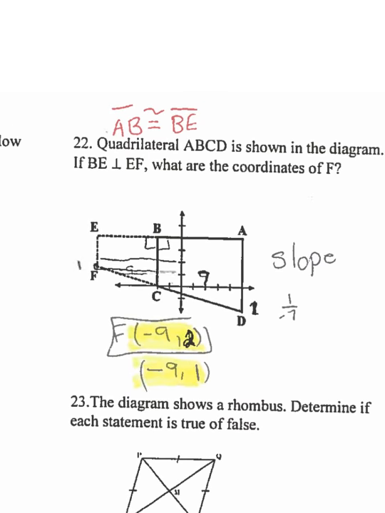All right, number 22. We realized later in the day that for this example of the problem, because there is going to be a problem like this on the test, A, there is a piece of information we should include to be more specific, and B, the picture itself is just not drawn very well to scale. Quadrilateral ABCD is shown in the diagram. If BE is parallel to EF, what are the coordinates of F?